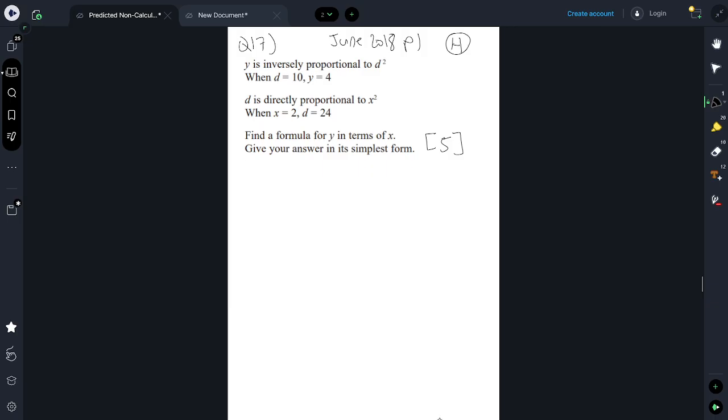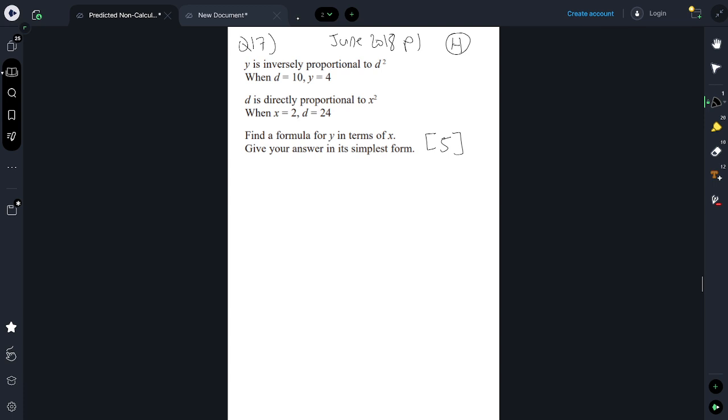Okay, question 17. We're nearing the end. They love asking these. I've noticed they love asking proportion questions, but they love combining them together. So there's inverse and direct proportion, and they love combining them together like this. Questions like this tend to come up, so it's very good to practice them here.